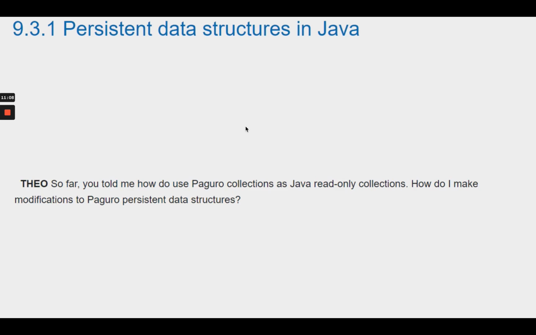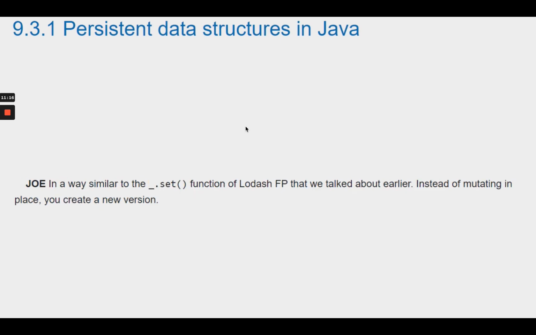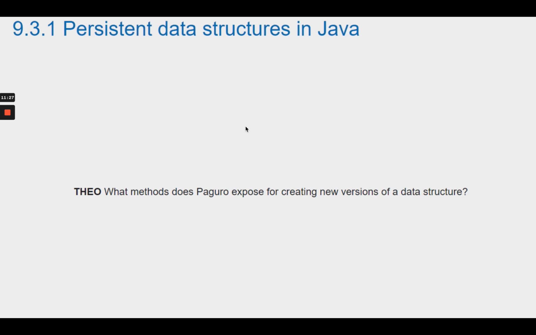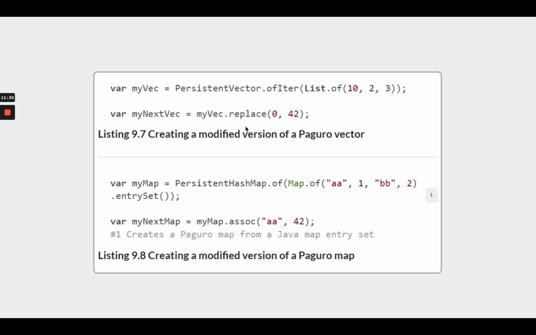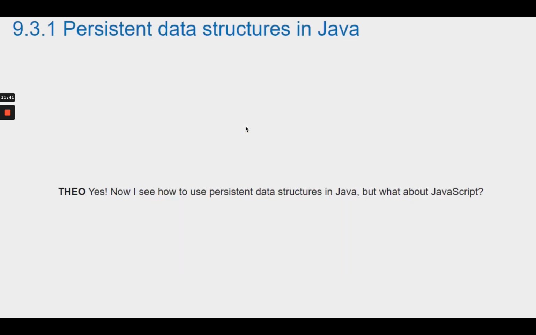Theo: So far you told me how to use Paguro collections as Java read-only collections. How do I make modifications to Paguro persistent data structures? Joe: In a way similar to the _.set function of lodash-fp that we talked about earlier. Instead of mutating in place, you create a new version. Theo: What methods does Paguro expose for creating new versions of a data structure? Joe: For vectors you use replace, and for maps you use assoc. Theo: Yes, now I see how to use persistent data structures in Java, but what about JavaScript?